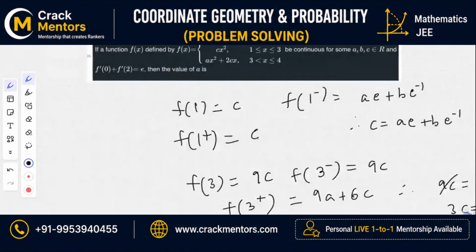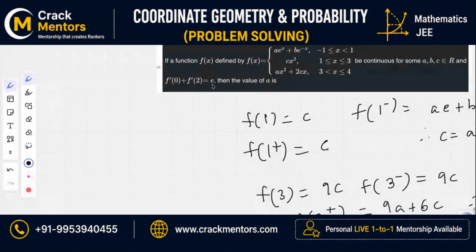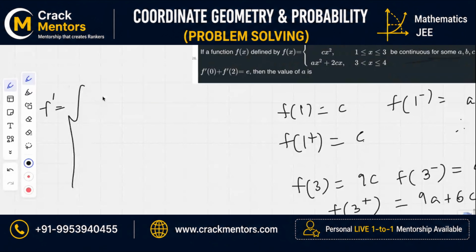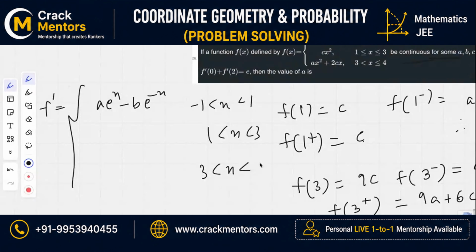Okay. Now they're asking this particular thing. So let's first differentiate it. If you differentiate, f dash, what would you have? You would have ae^x minus b minus x. This is for x less than 1, then for 1 to 2, then for 3 to 4. For 1 to 3, what would you have? You would have 2cx. And then for 3 to 4, you would have 2ax plus 2c. They're asking f dash 0 and f dash 2.